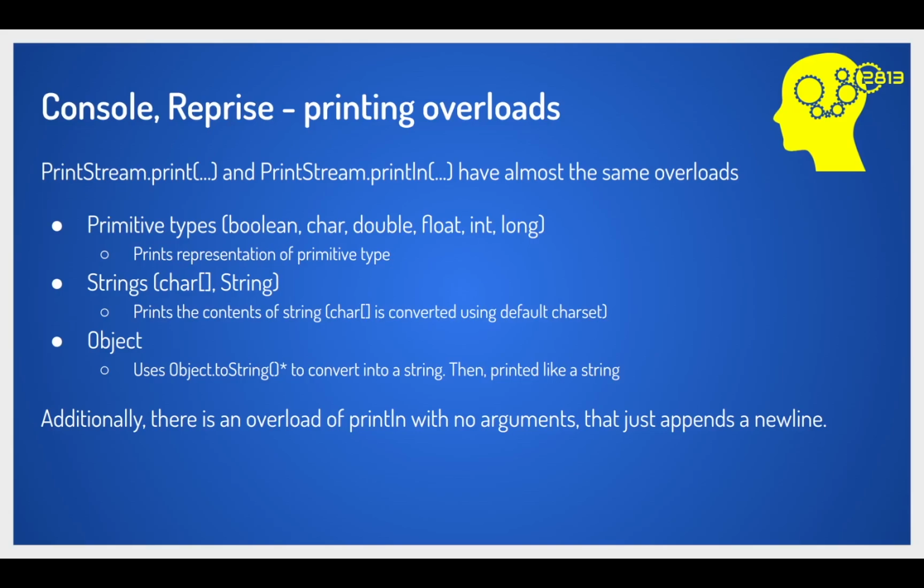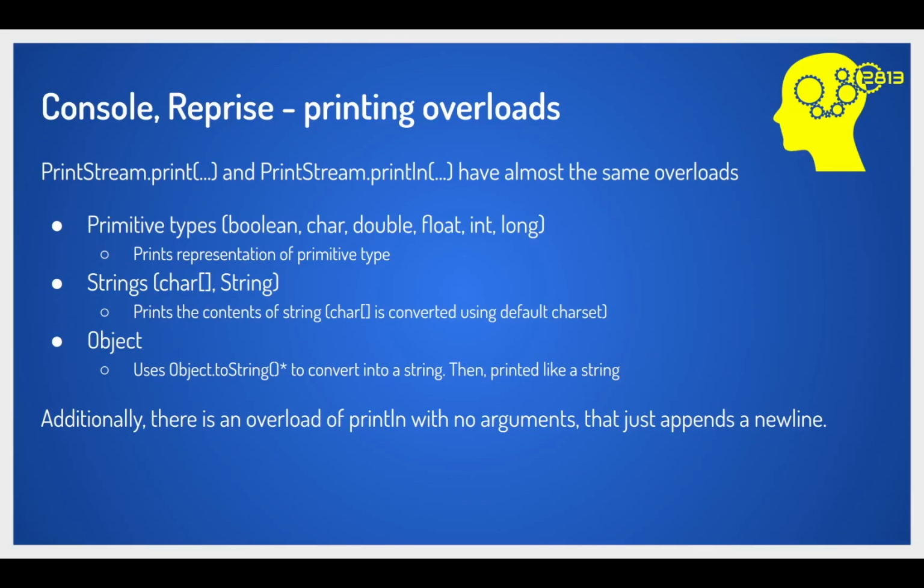And print and println have almost the same overloads. All of them have overloads that take primitive types: boolean, char, double, float, int, long. And it prints the representation of the primitive type. For a boolean, it'd be true or false. For char, it'd be the character. And for all the other ones, it would be just the value of the thing printed out.